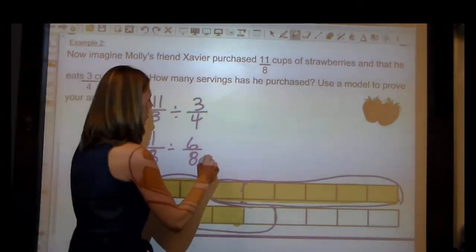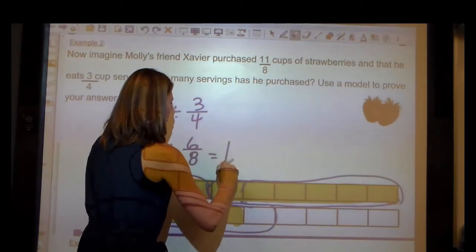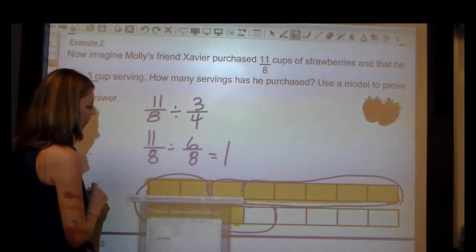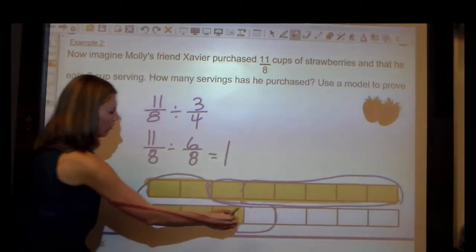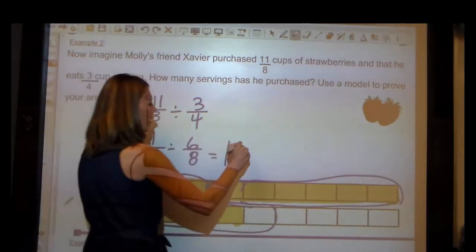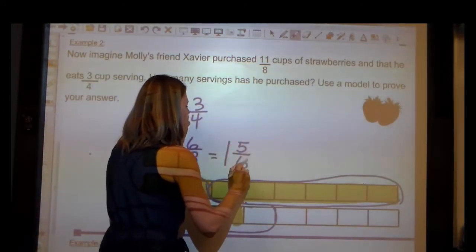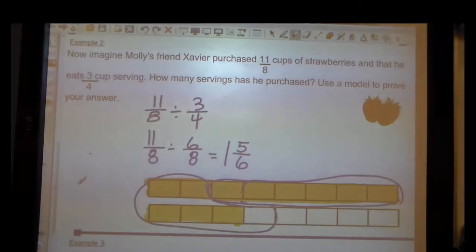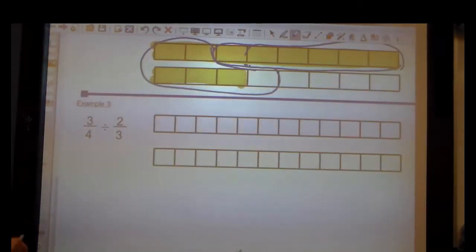So I have one solid group all the way filled, that's one whole. And now I have 5 out of the 6. So that means I have 1 and 5/6 servings. My last one is 3/4 divided by 2/3.